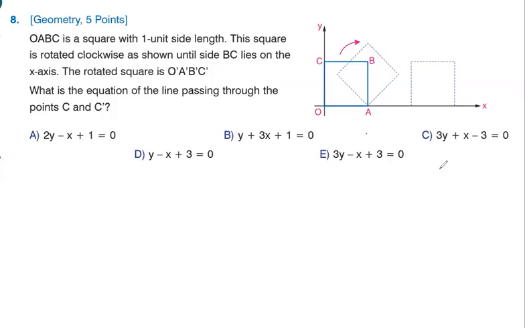Okay, so number 8 is an analytic geometry problem. We have a square OABC and 1 unit is each side. That means this is 1 unit, this is 1 unit. So we can immediately say this is 0, 1. And we are going to rotate this clockwise as given until the side B lies on the x-axis. So this guy right here is going to be BC, right?